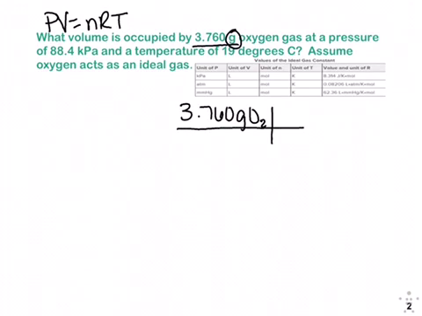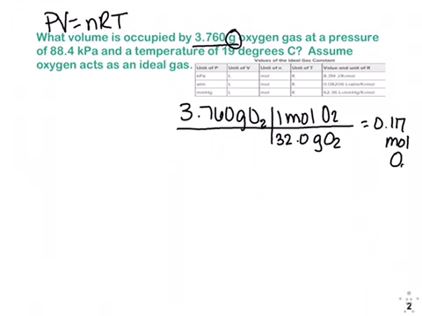Instead, we have to convert this 3.760 grams of oxygen into moles of oxygen. So 1 mole of O2 is how many grams of oxygen from the periodic table? 16, but we have to double it because there's 2, so 32. 32.0 grams O2. And here we get 0.117 moles of O2. So now we've figured out our n value.